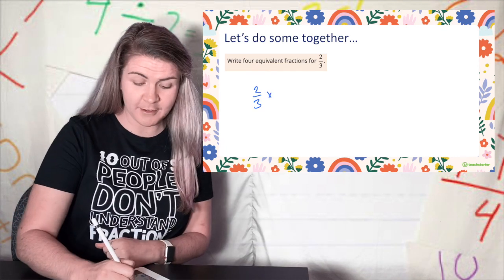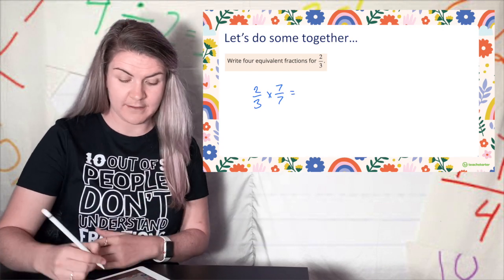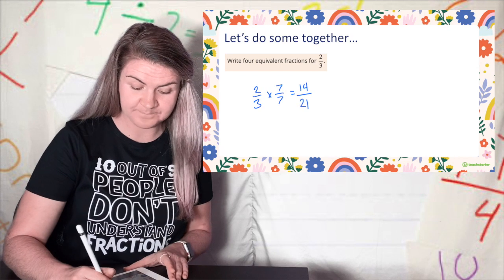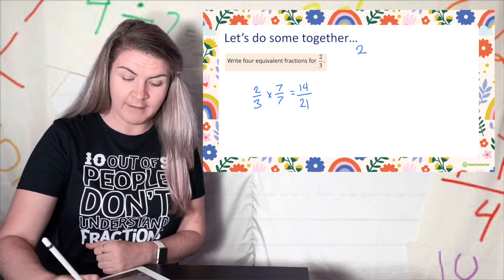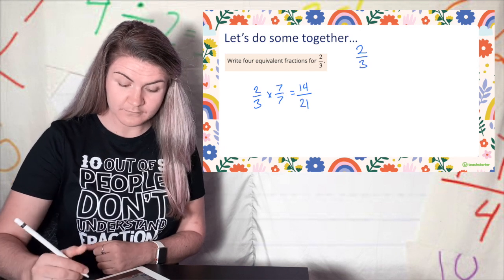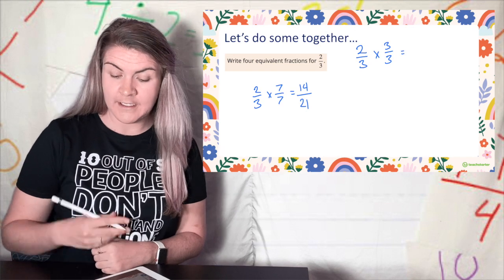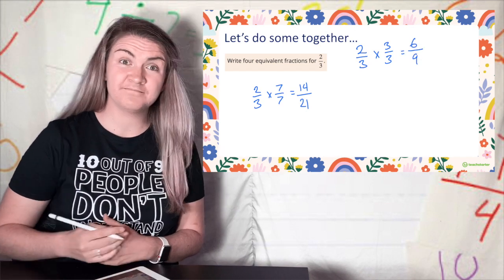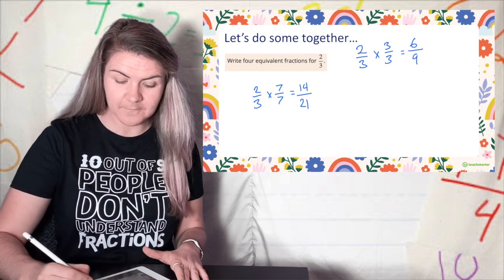Firstly, I'm going to pick my favorite number, 7. And 2 times 7 is 14, and 3 times 7 is 21. So that is an equivalent fraction. All right, I'm going to do another one. I'm going to times by 3. And 2 times 3 is 6, and 3 times 3 is 9. So that's equal to each other. It's representing the same value.